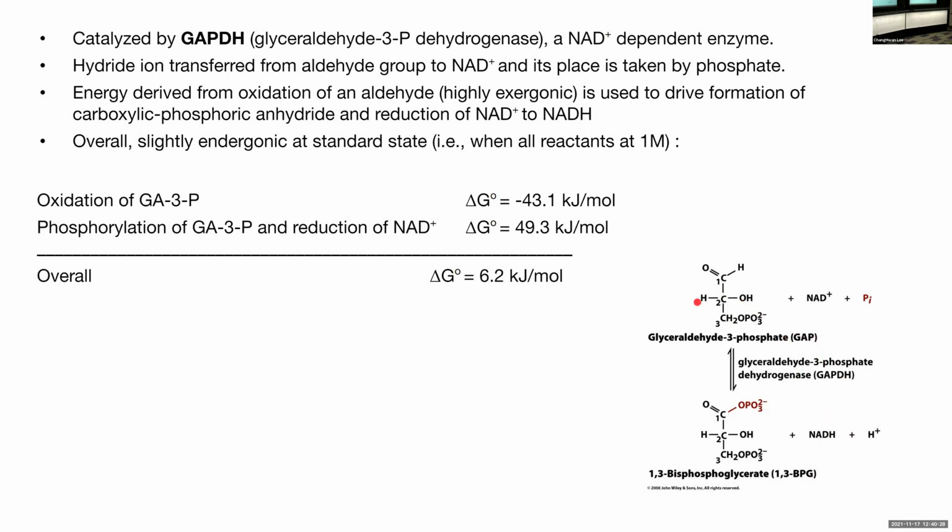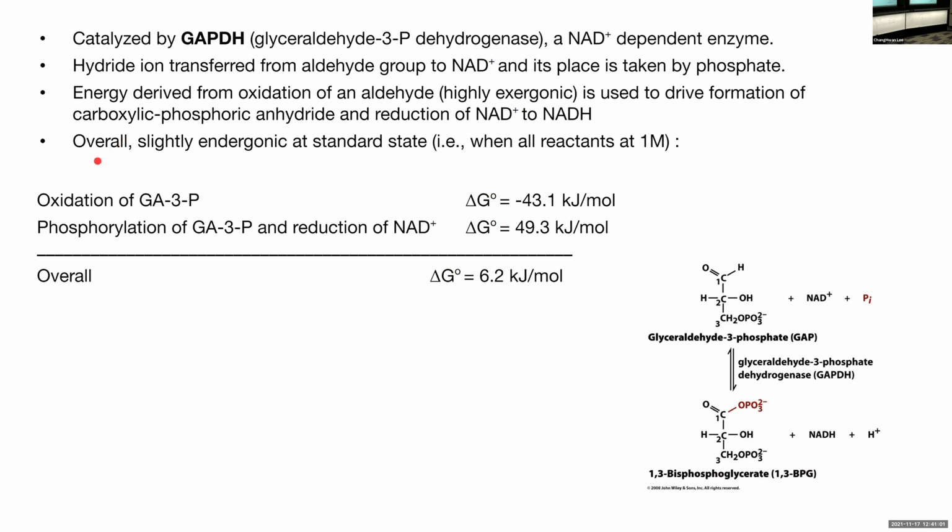And you should understand what was oxidized and what was reduced here. Basically, energy is derived from the oxidation of the aldehyde here, which generates a lot of energy. So it's a highly exergonic process, and that is used to form this carboxylic phosphoric anhydride component, which is a 1,3-BPG molecule, as well as drive the reduction of NAD plus too.